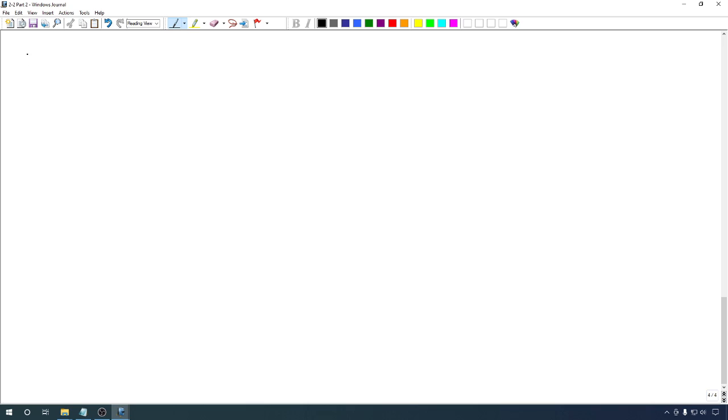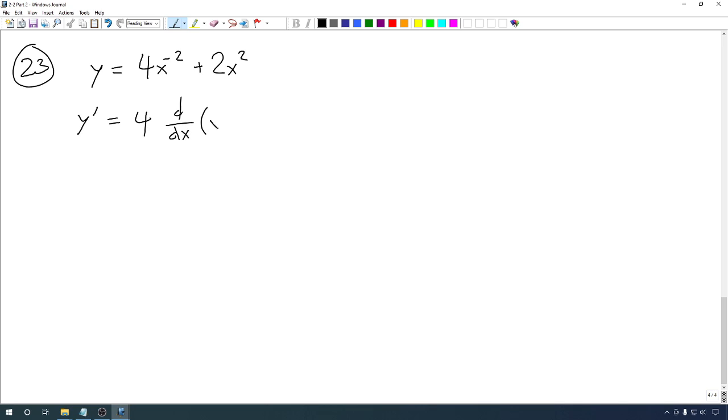Moving right along, let's look at problem 23. This time, our function is 4x to the minus 2 power plus 2x squared. So this is not a polynomial, because we have a negative power for this x. But that doesn't actually change anything about our process, because our power rule works for any power of x, not just positive integers. So we can just do exactly what we were doing before. We pull out those coefficients, take the derivatives of those powers.